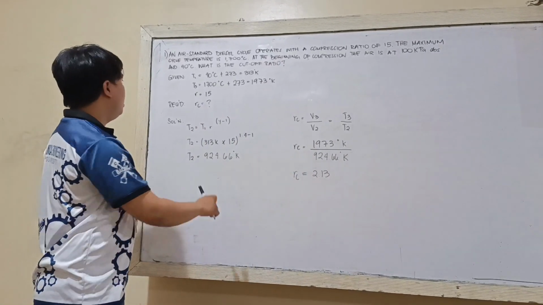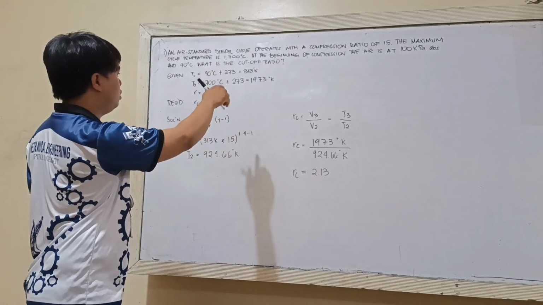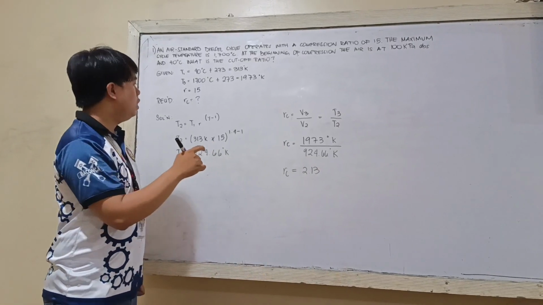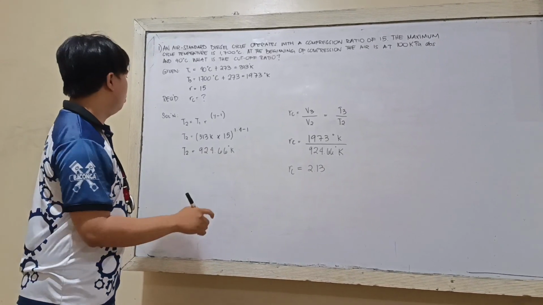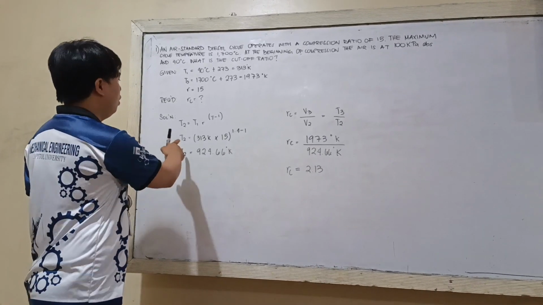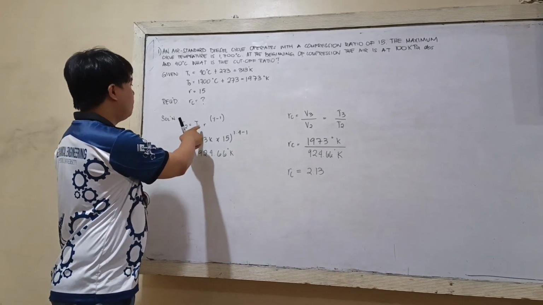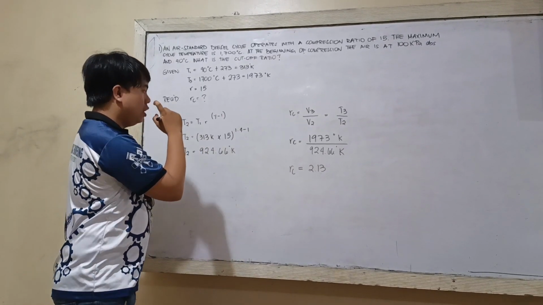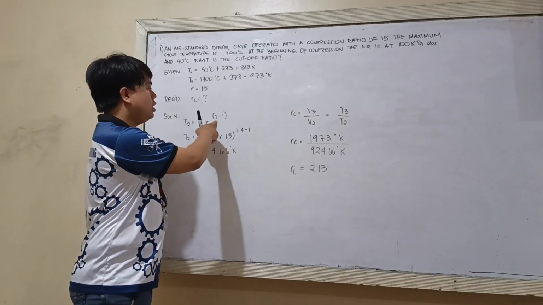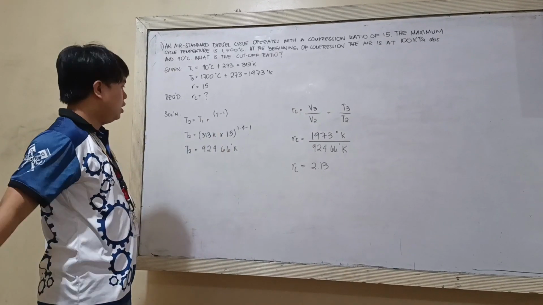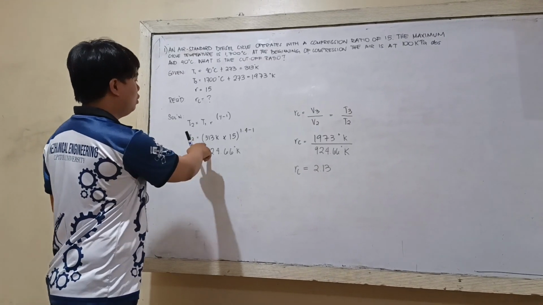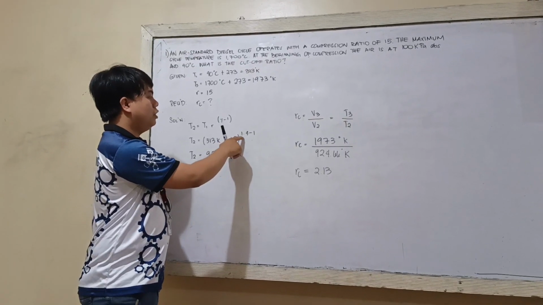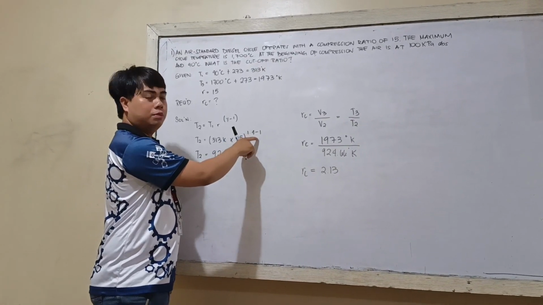So our required is the cutoff ratio, or the RC. Since in order to solve for RC, we need to find the T2. So let's find the T2 first. So T2 is equal to T1 times r to the power of k minus 1. This k is the specific heat ratio of air. So simply T2 is equal to 313 times 15, then to the power of 1.4 minus 1.